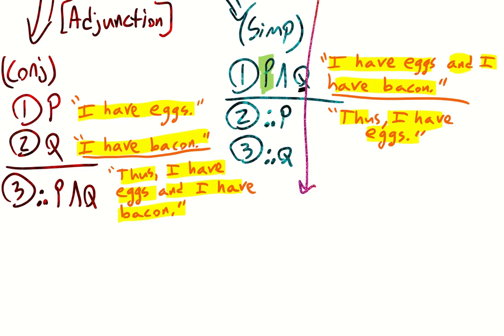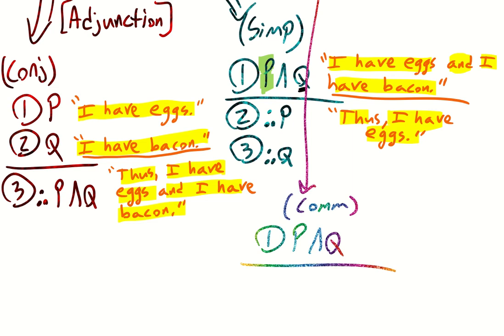Well, the commutative rule, or COMM for short, is simply this. So we have the premise P and Q, the conjunction. The order doesn't matter, so we can immediately infer that therefore Q and P. They're really equivalent in this case. For example, if P and Q represents I have eggs and I have bacon, we can say that's equivalent to I have bacon and I have eggs. The order simply doesn't matter.